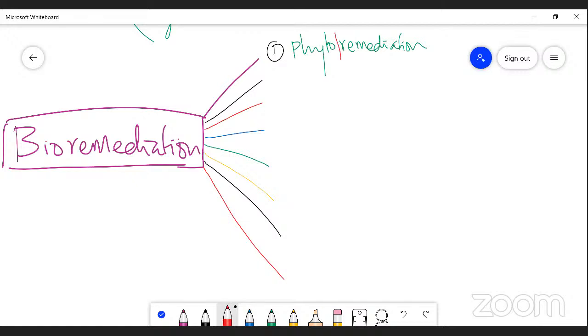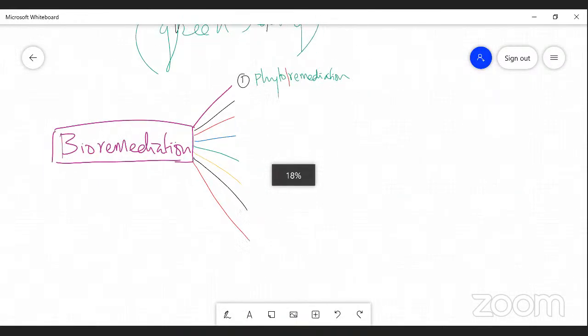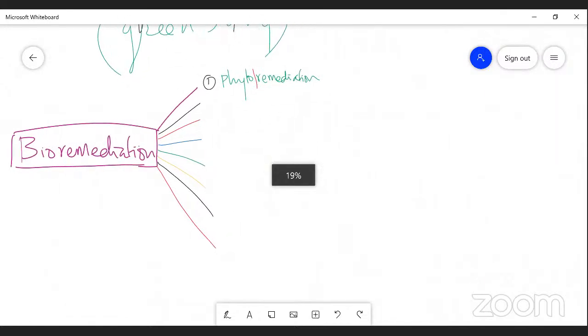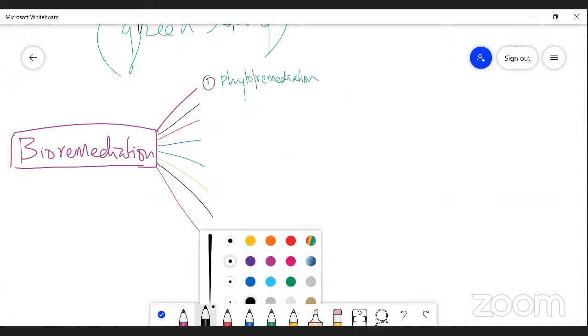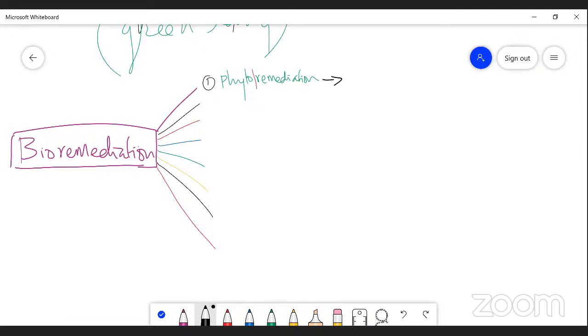Phyto means plants. Simply, the use of plants which brings about remediation, I mean environmental remediation. That is called phytoremediation. Dear students, please understand, phytoremediation is a process by which the use of plants brings about remediation from the contaminated site. The environmental pollution is degraded by using a plant, in which plants are involved. Simply, I can say the use of plants.